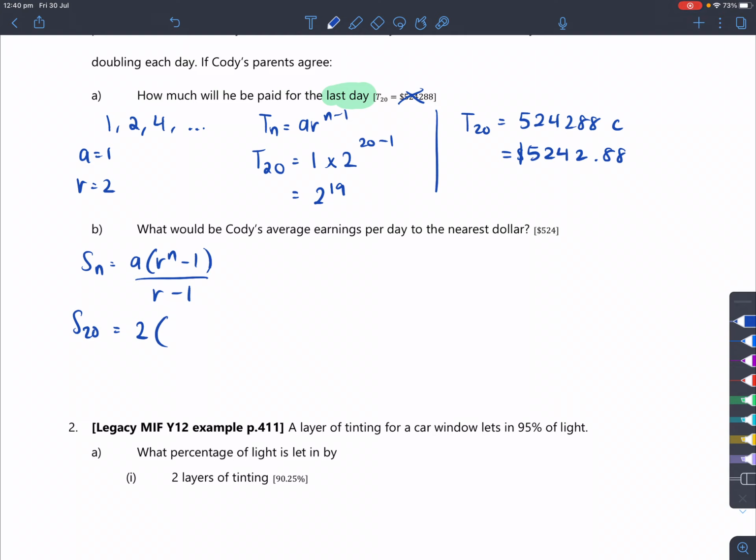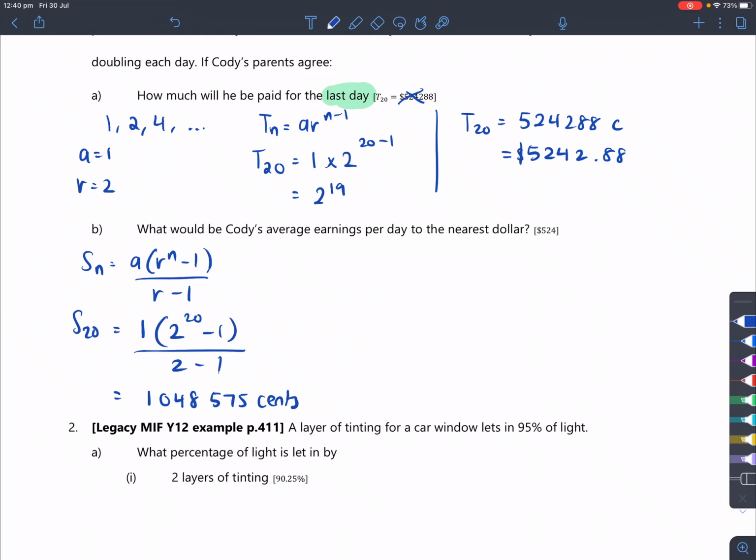Actually, I did that wrong, sorry. a is the number 1. I looked in the wrong place. That's the first term. The ratio is 2, so we're doubling each time. So 2 to the power of 20, for 20 terms, minus 1, over 2 minus 1. This gives us a total of 1,048,575 cents.